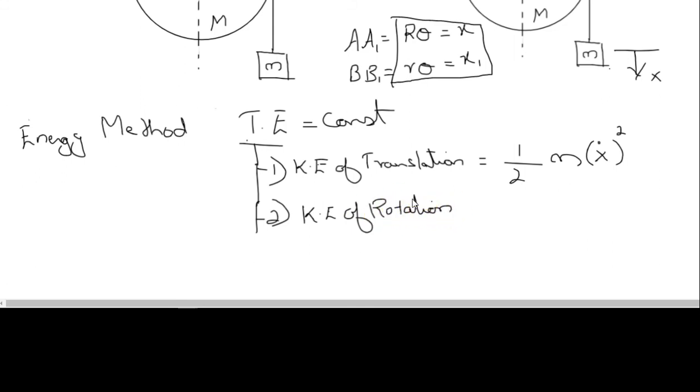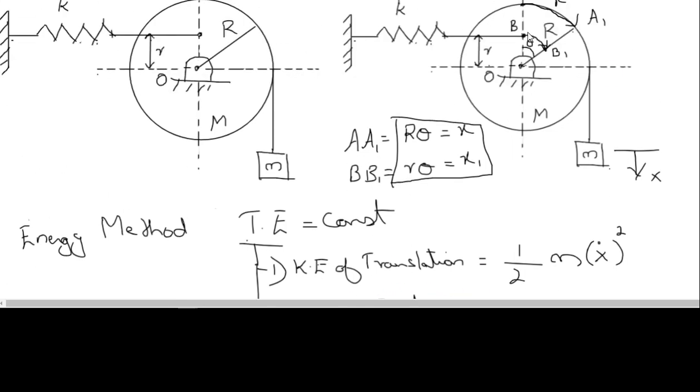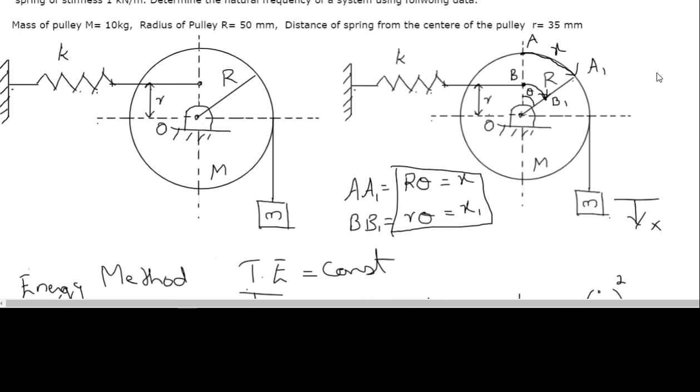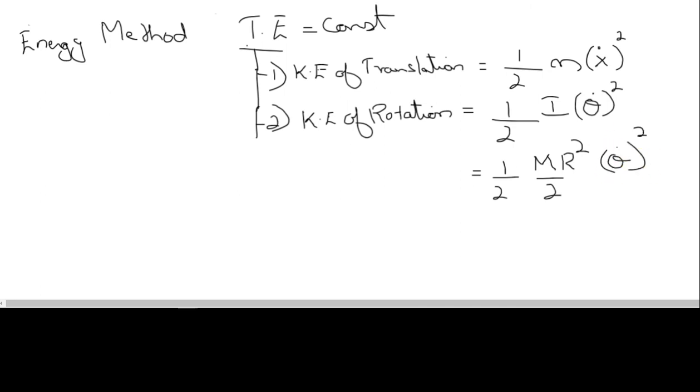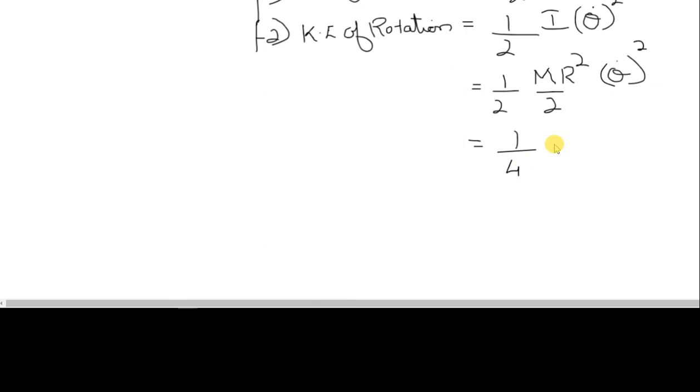And the second one will be kinetic energy of rotation associated with the disk, and the displacement here is also x, but since it is rotational motion, instead of m we will take moment of inertia I, and instead of x dot we will take theta dot. We can reduce it here itself. We know the moment of inertia is equal to m r square by 2, so we can reduce it as 1 by 4 m r square theta dot square.